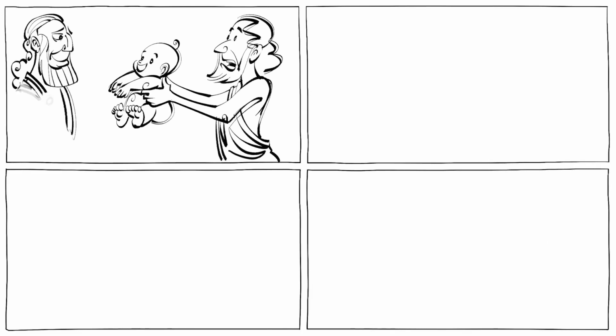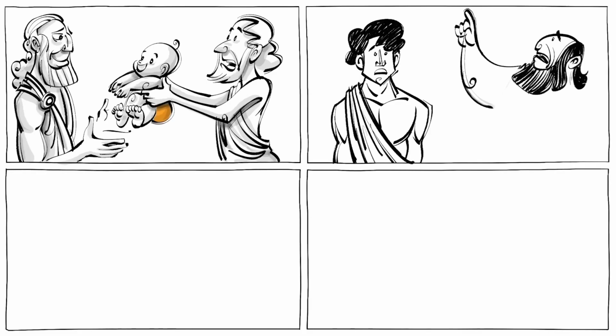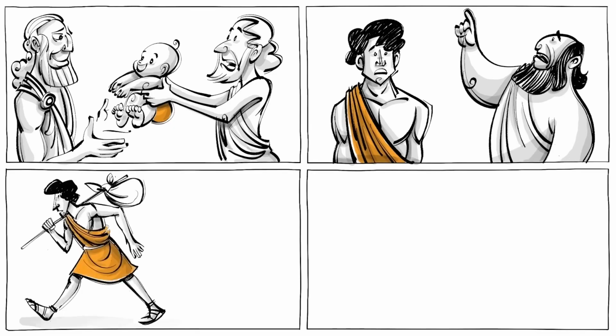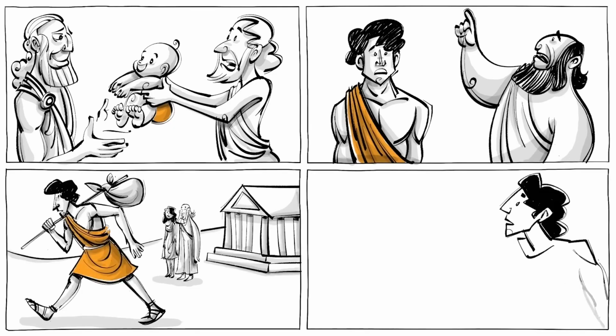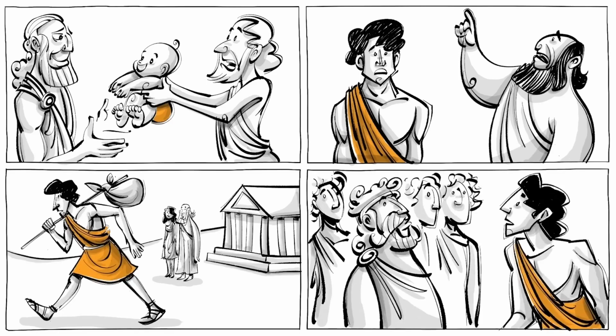The shepherd brought the boy to the king of Corinth, who raised him as his own. When Oedipus grew to be a man, a prophet told him his destiny. Not knowing that he had been adopted, Oedipus left Corinth to run away from his misfortune. On his way to Thebes, he met an old man with his servants. The two got into a fight and Oedipus killed them all.